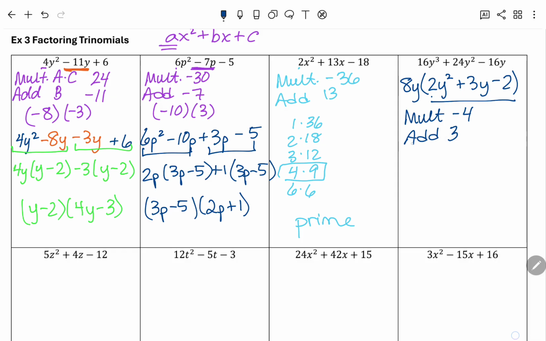And I'm going to just let that 8y chill out front. Keep the 2y squared, keep the -2. What am I replacing this middle term with? Multiplies to -4, adds to 3. So I'm going to say a +4y and a -1y.